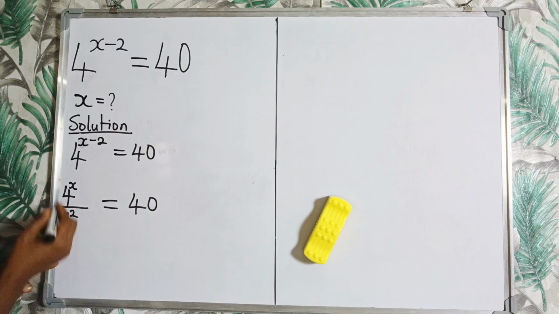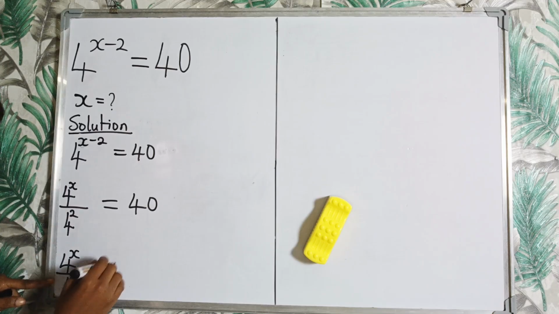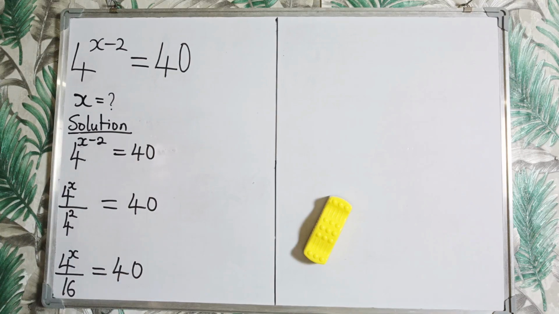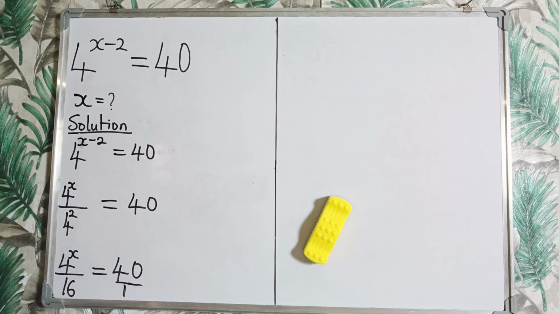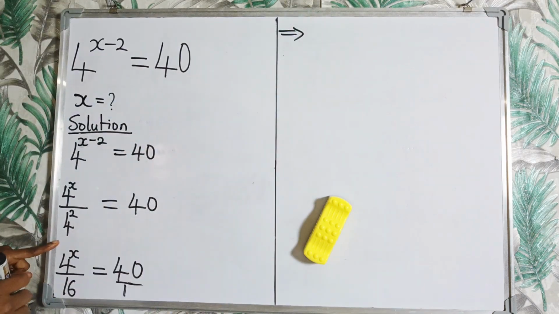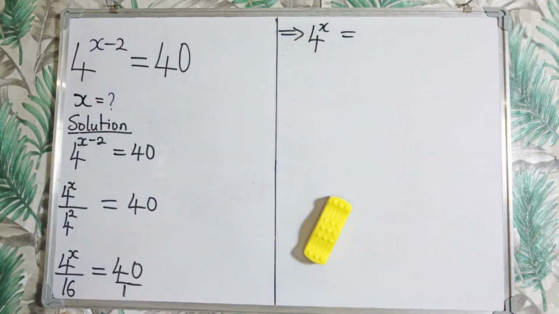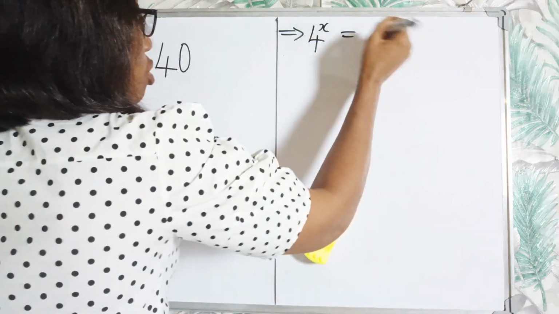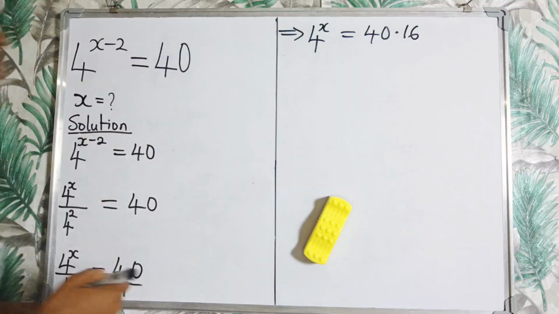Okay, we move on. So now we have 4 raised to power x divided by 4 squared is 16. And this is equal to 40. So what's the next thing to do here? We have to cross multiply. So here we have an invisible over 1. There's an over 1 here. So we have to cross multiply. So cross multiplying, we are going to have 4 raised to power x times 1 is going to be 4 raised to power x. And this is equal to 16 times 40. So here we have 40 times 16.